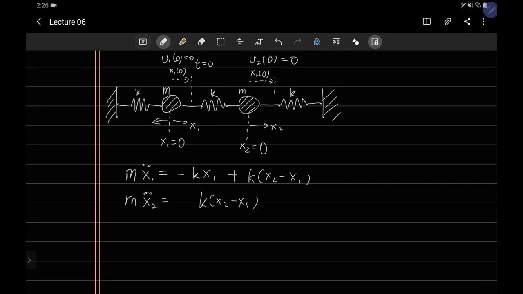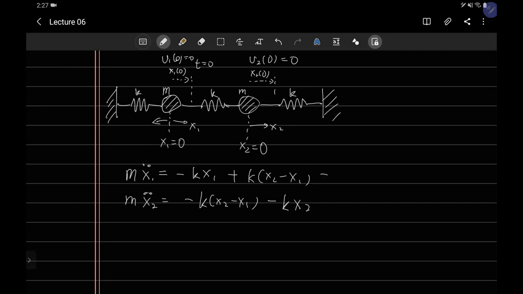So the sign of this force should be minus, and finally I should consider the amount of force applied by this spring. When x2 is positive, which means that the spring will be compressed, the spring will apply the force towards the left direction. So in that case, it will be kx2. So this is the linear differential equation I can find.